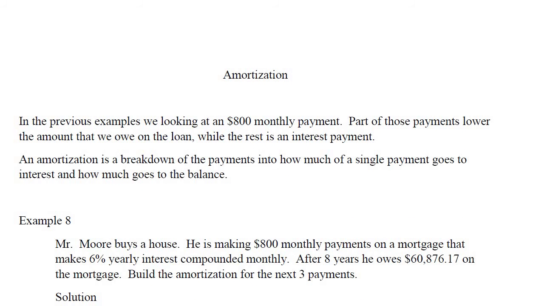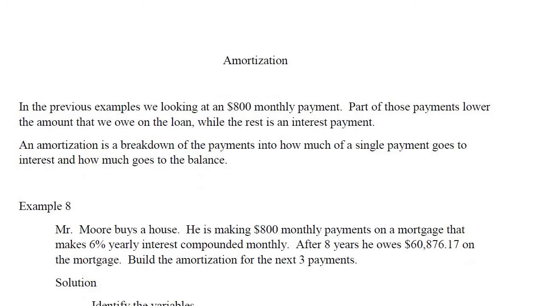Alright, now let's take a look at amortization. In the previous examples, we were looking at a monthly payment of $800. Part of those payments lowered the amount of the loan. The rest of them had to go to pay for interest. And amortization is a breakdown of the payments into how much a single payment goes to the interest and how much goes to the balance. So let's take a look at an example.